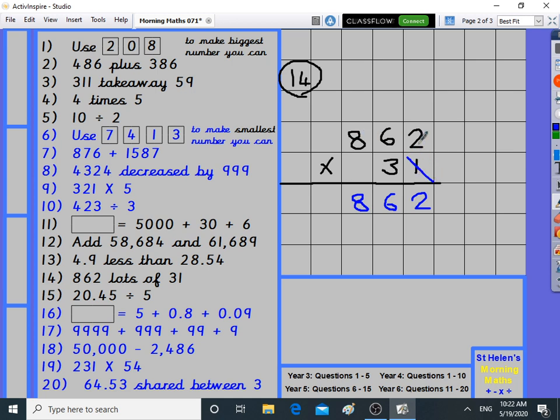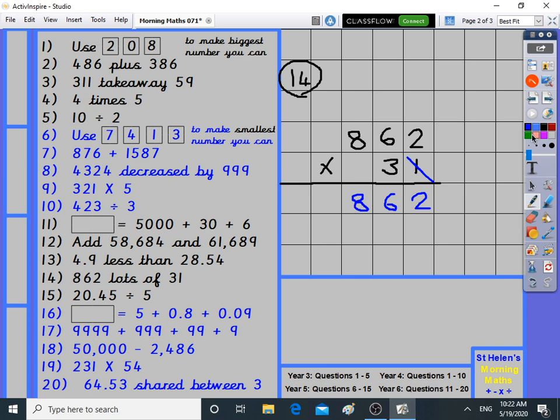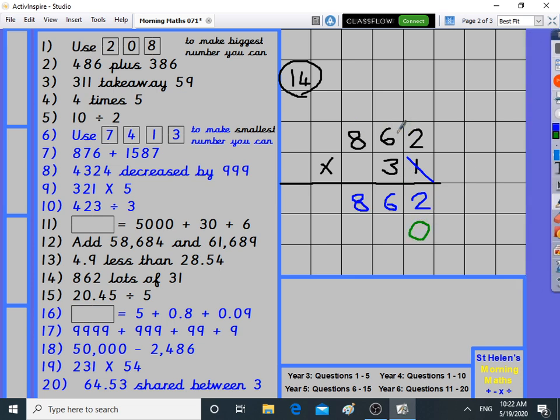I did 1 times 862 and wrote it there. The next line is 30 times 862. I'm going to place a 0 though, so I can pretend it's 3 times 862. 3 times 2 is 6. 3 times 6 is 18. 3 times 8 is 24, plus 1 is 25.